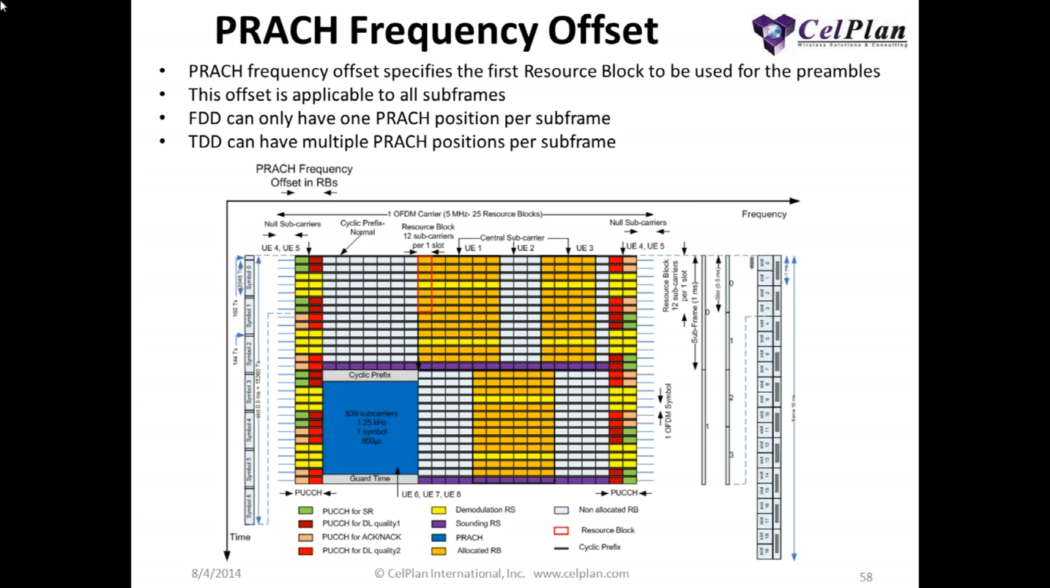So here the offset is 2. So it means that 2 resource blocks later starts the preamble. It can be 4, it can be 6, it can be 8. Okay, so by knowing the subframe and knowing the frequency offset, and the format, it can locate the area.